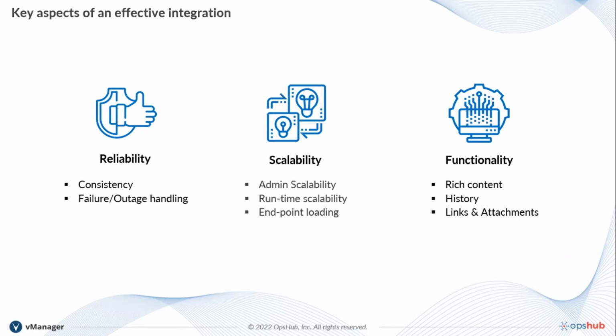And moving on to functionality, which is the third key aspect of a sync solution. The solution should be functionally rich to integrate not only basic data like text or lookup, but also embedded rich content like images, comments, links, or history. OpsHub also enables customers to first integrate existing requirements between other tools and vManager with complete history, so that both the verification team and the business team can start from the same page. So these were the key aspects of an effective integration and some key questions that one should ask before selecting an integration tool. Moving on to the next slide.